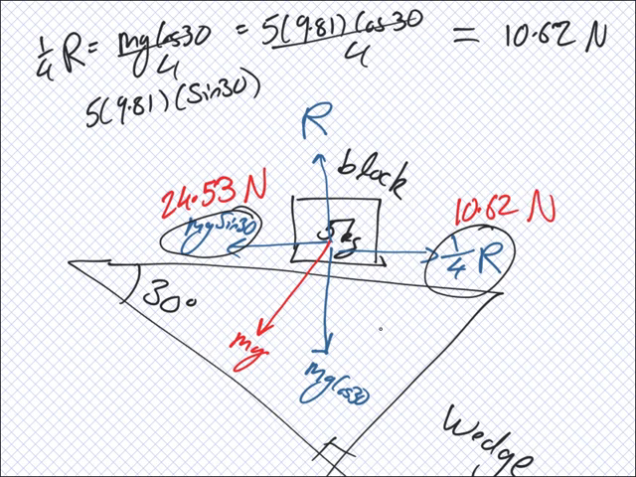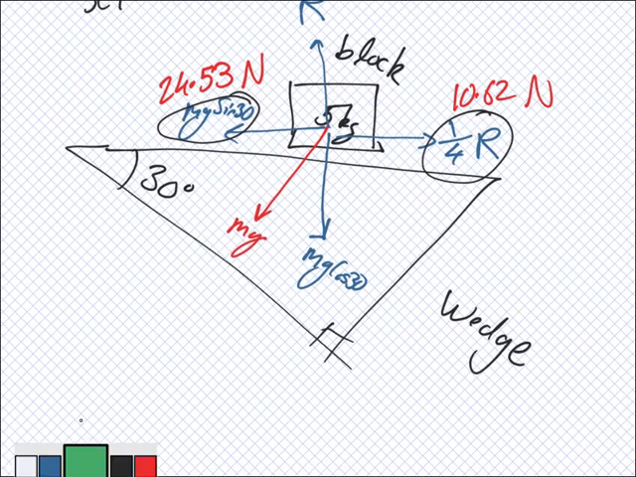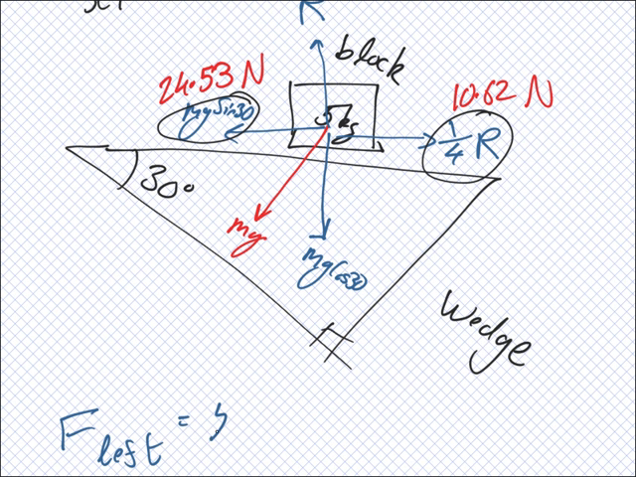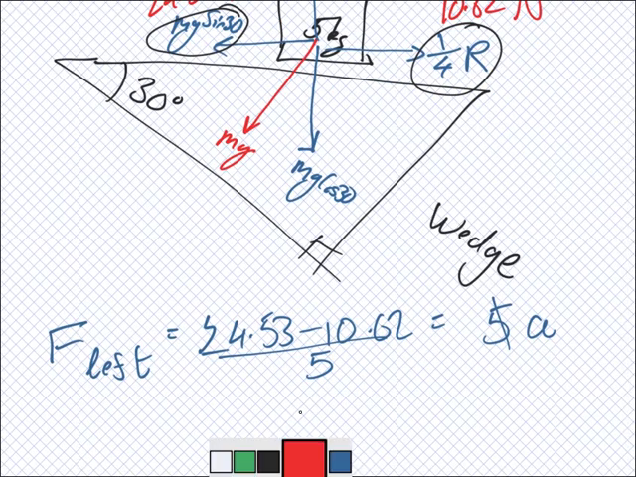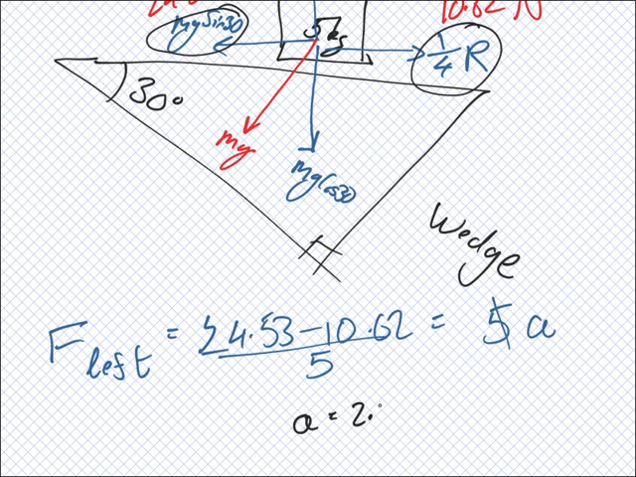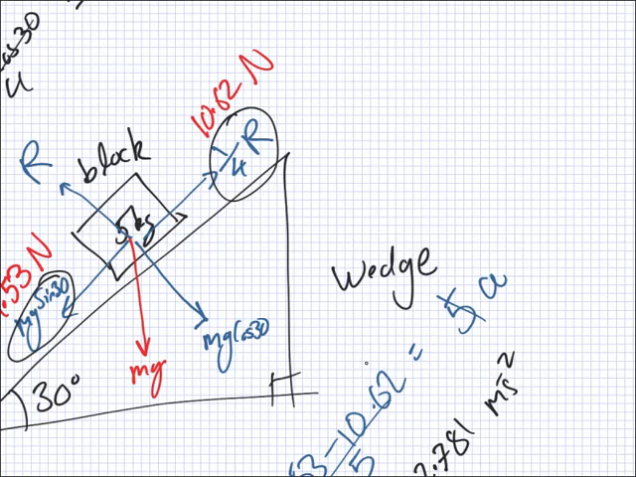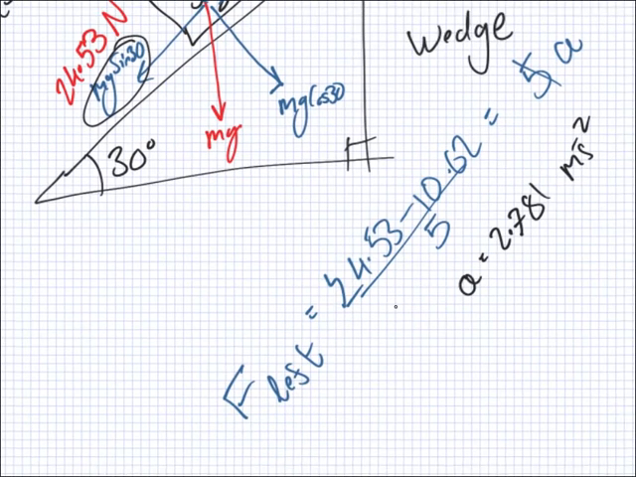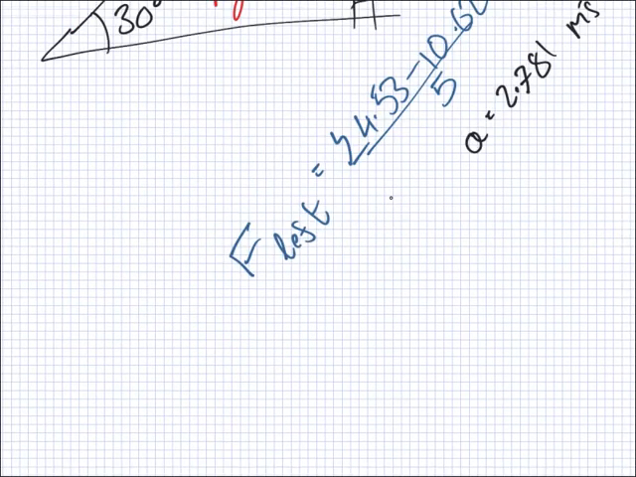And minus. So the force left is 24.53 minus 10.62, and that should equal 5a. If I divide this by 5, I have the a. It's 2.781, which is the answer, the fourth answer. Okay, not so bad. What else do you want to see?